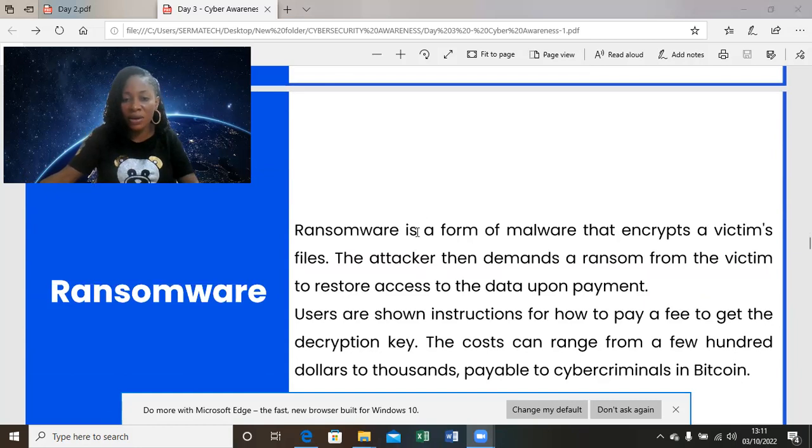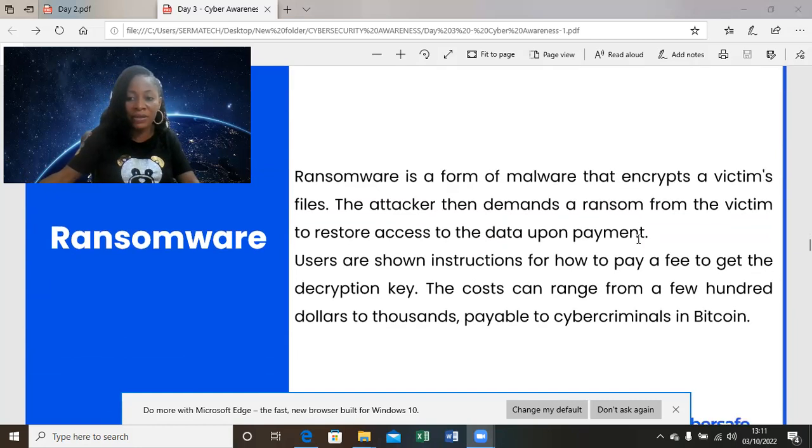Next, we have ransomware. Ransomware is a form of malware that encrypts a victim's files. The attacker then demands a ransom from the victim to restore access to the data upon payment. This kind of malware is introduced into your system. It encrypts your files, changing the language. You can no longer read it. The computer can no longer read it to give you the desired result.